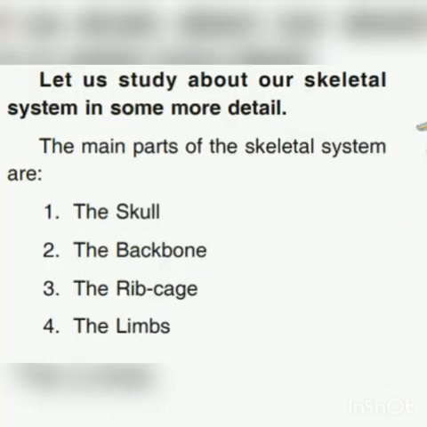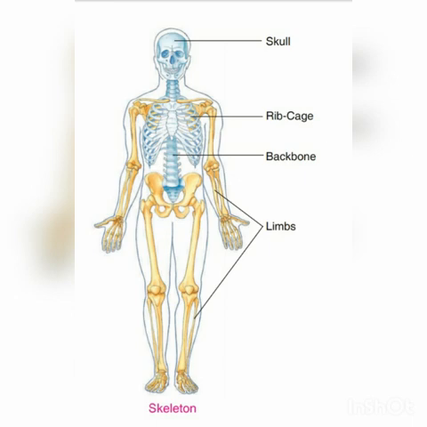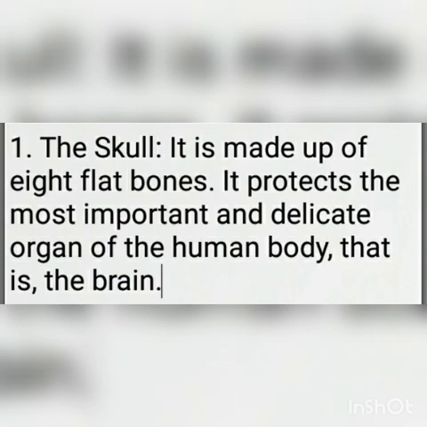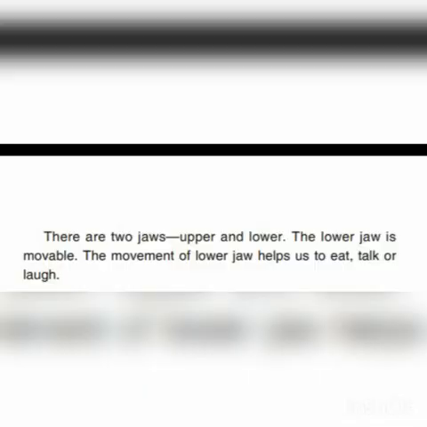Let us study our skeletal system in some more detail. Here we have a picture of a skeleton of our body. The main parts of the skeletal system are the skull, the backbone, the rib cage, and the limbs. The skull is made up of 8 flat bones. It protects the most important and delicate organ of the human body, that is the brain.